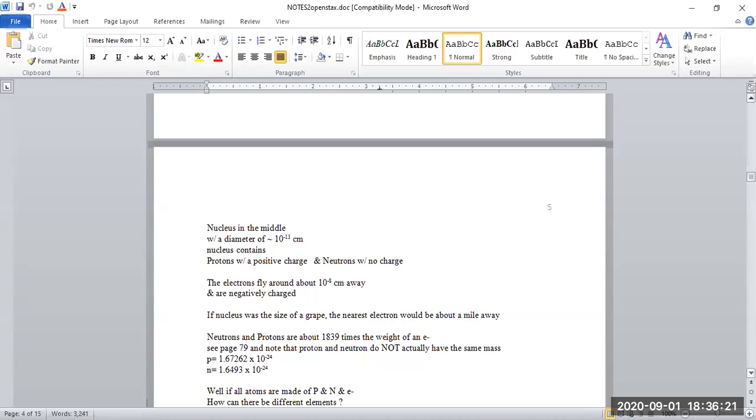So that's kind of where we're going to end tonight, so that we can pick up with talking a little bit more about neutrons and protons and electrons on Thursday. And then we are going to get into atomic numbers and atomic masses and deciphering a little bit of the information on the periodic table.